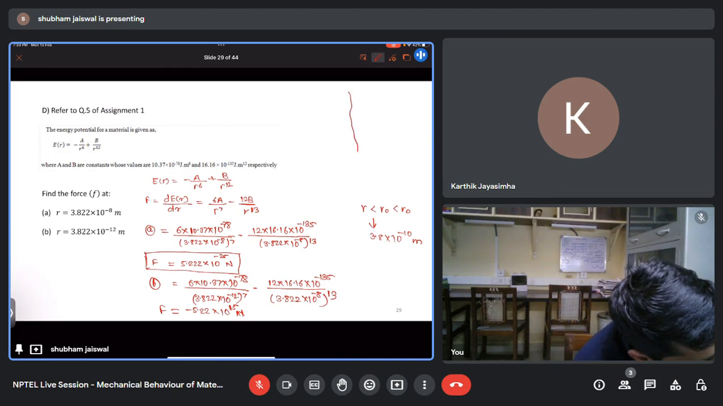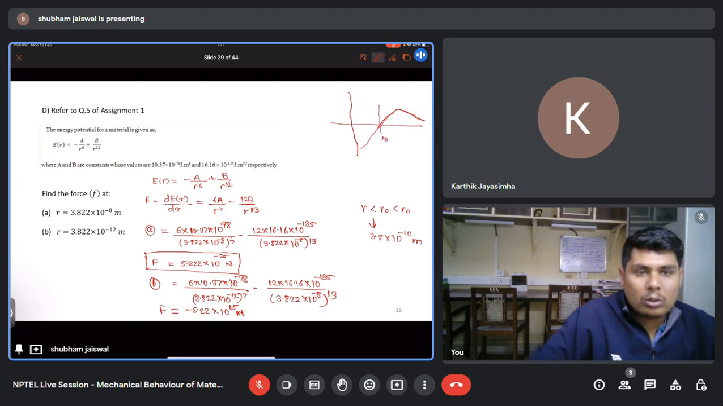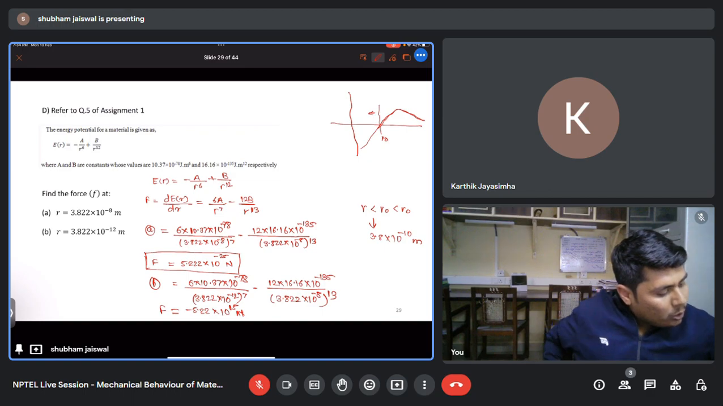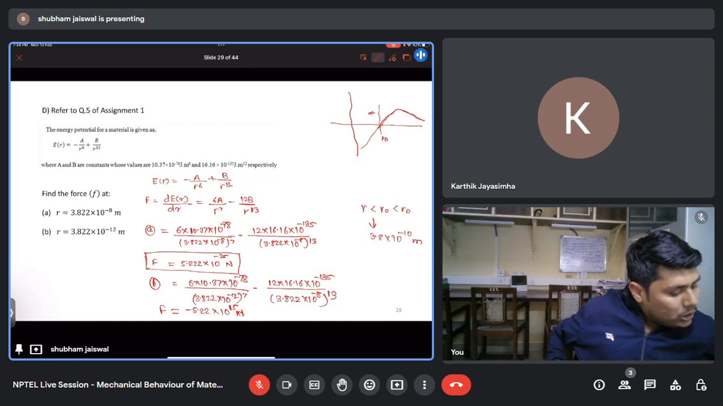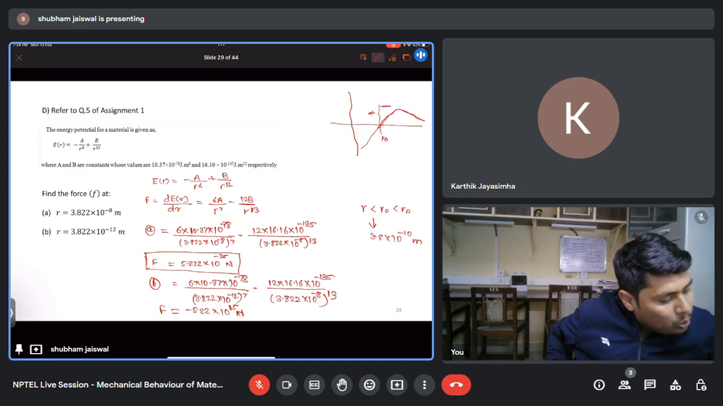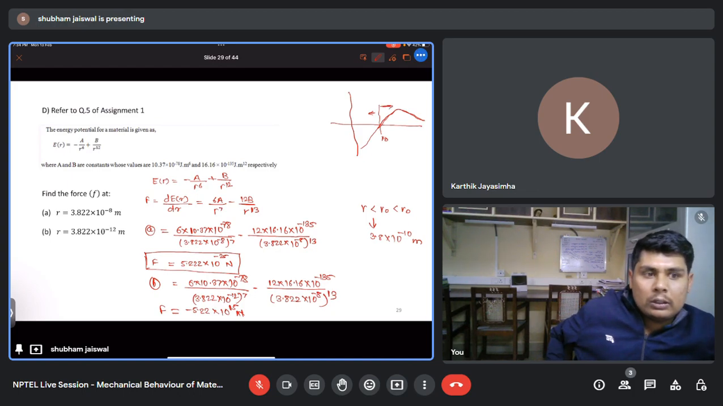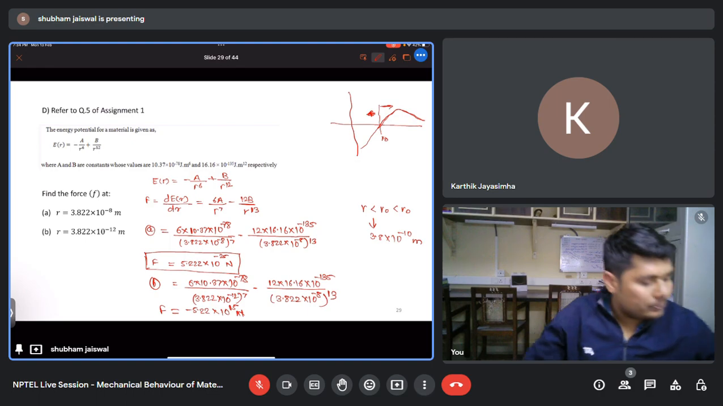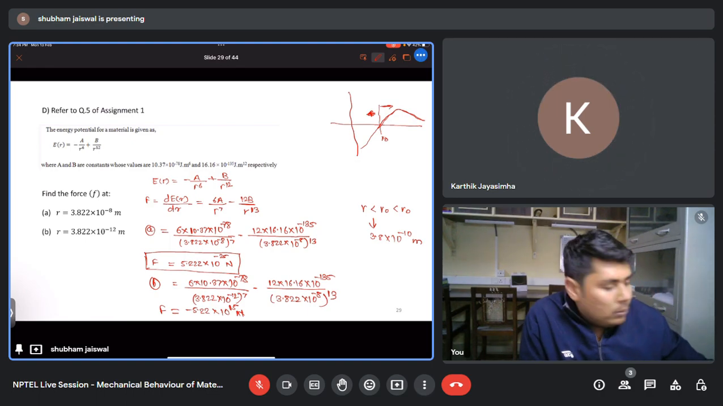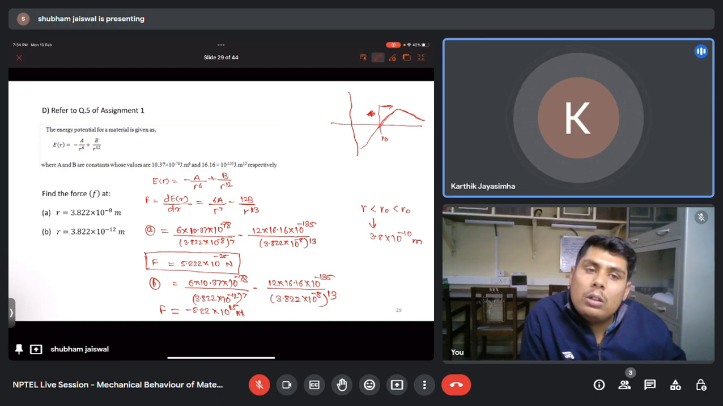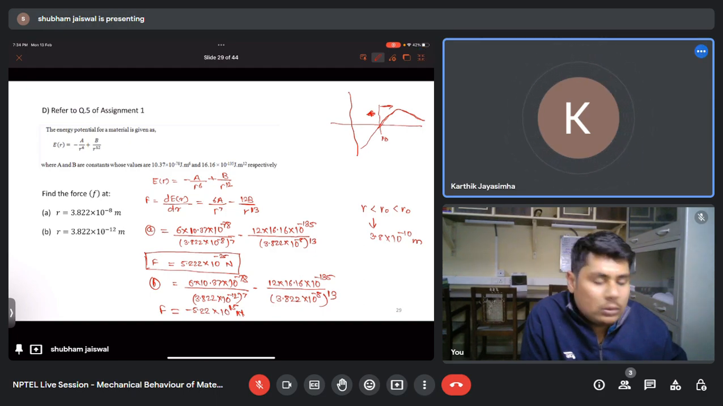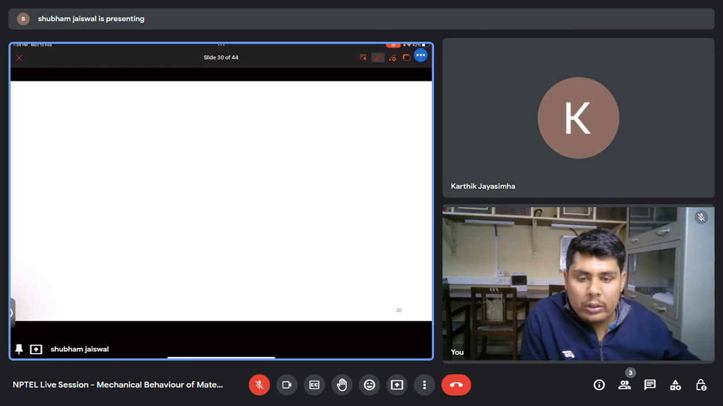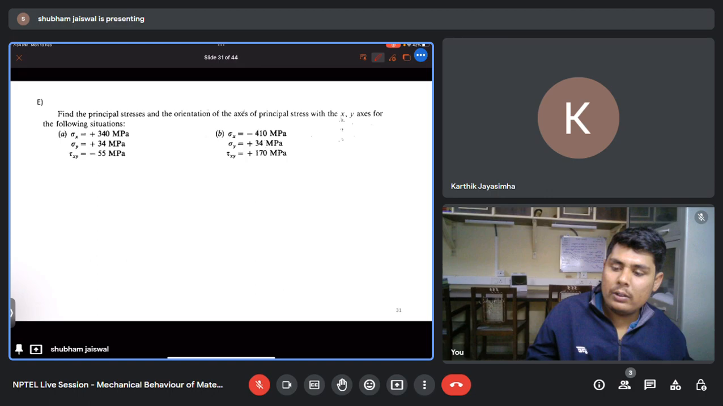So if I draw the force, this is what we will get. At R naught, our force will be 0. If we move towards the left, we get the repulsive force, minus 5.22. If I move towards the right from R naught, I will get attractive forces. So you can simply answer this. So repulsive means negative we have to consider. Yes.